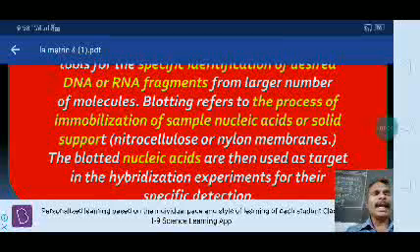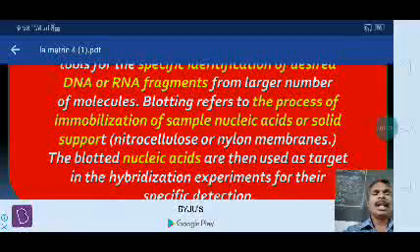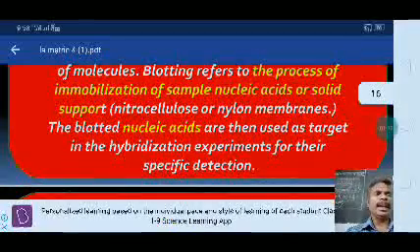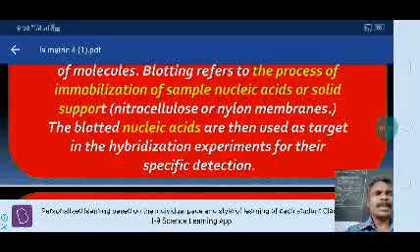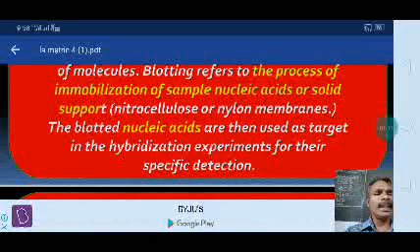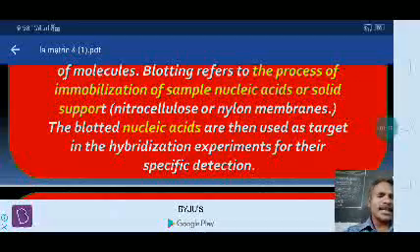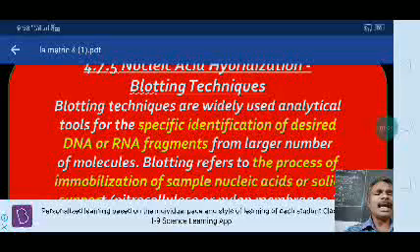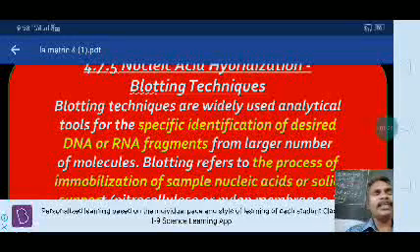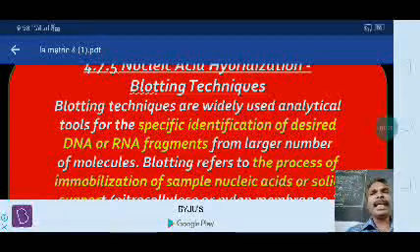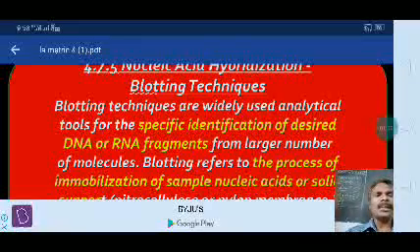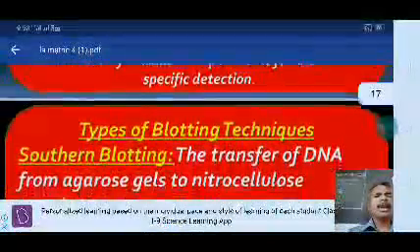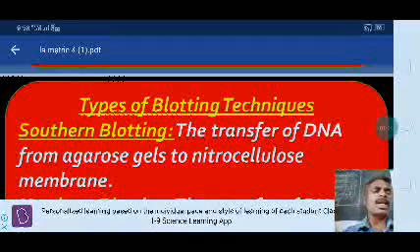The blotted nucleic acids are then used as a target in hybridization experiments for their specific detection. So blotting techniques are widely used analytical tools for the specific identification of desired DNA or RNA fragments from a large number of molecules. That's all. There are a number of types also.